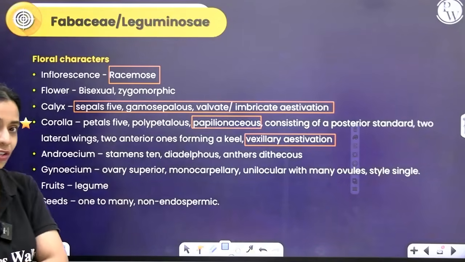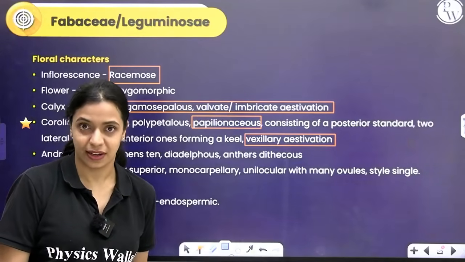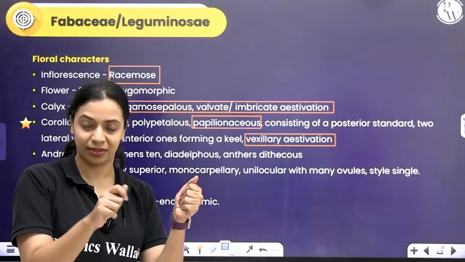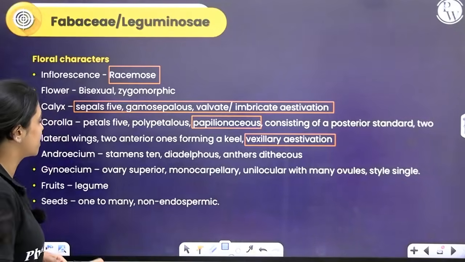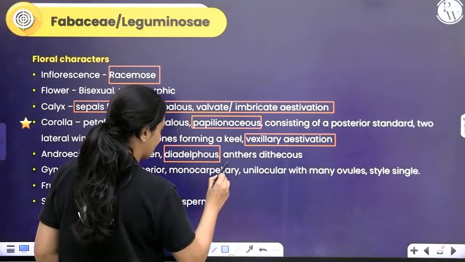Another characteristic feature of pea family is that it has diadelphous condition. I told you there is a total of 10 stamens, 9 of them form one bundle and the other one remains separately. So that diadelphous condition also is a characteristic feature of pea plant that you should remember.